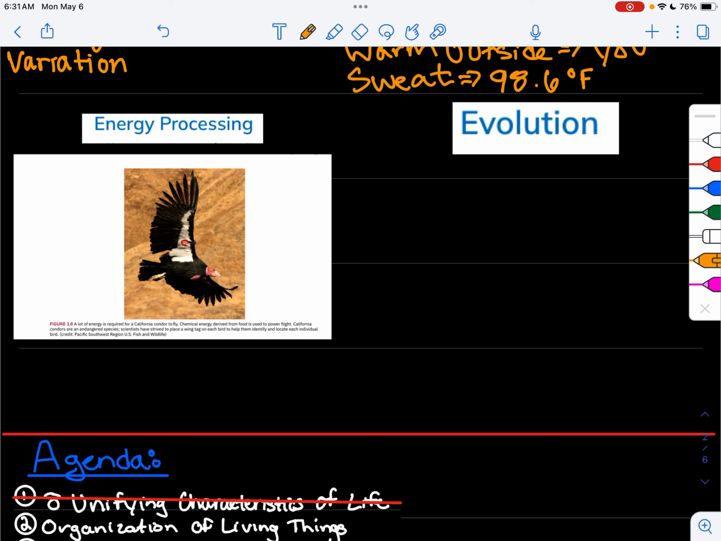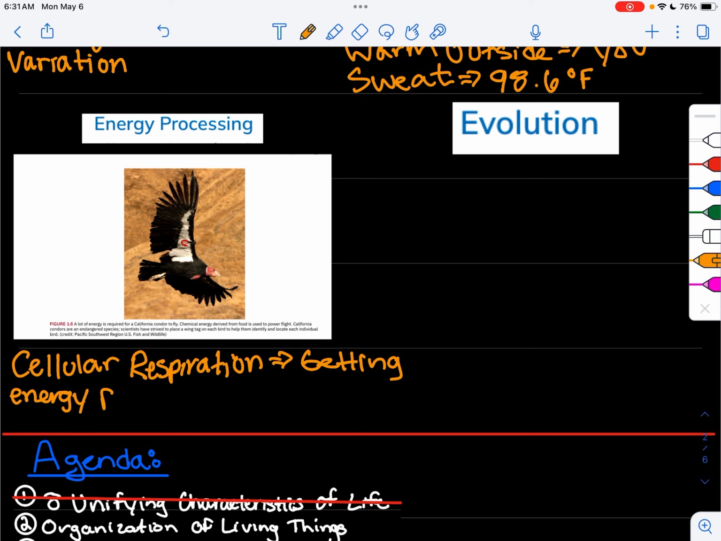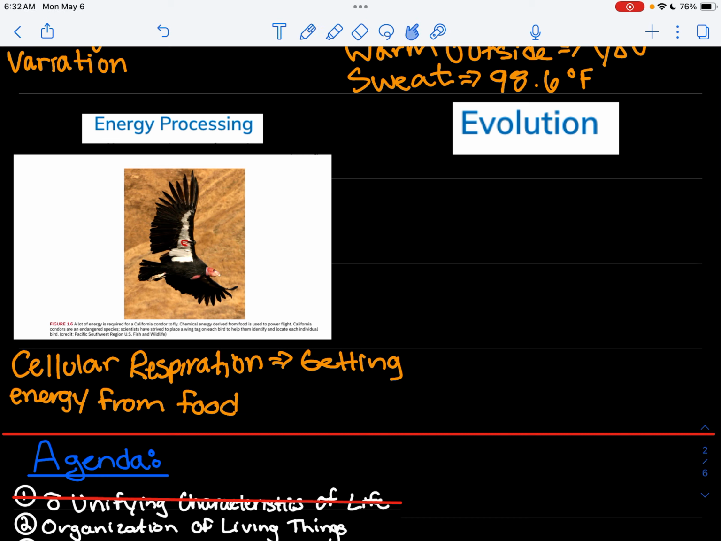is very, very important, and energy processing for us is in the form of cellular respiration. We're going to talk about those fancy words in later chapters. Basically, what that means is getting energy from food. Getting energy from food. It's energy processing. So we finished up. I do apologize.